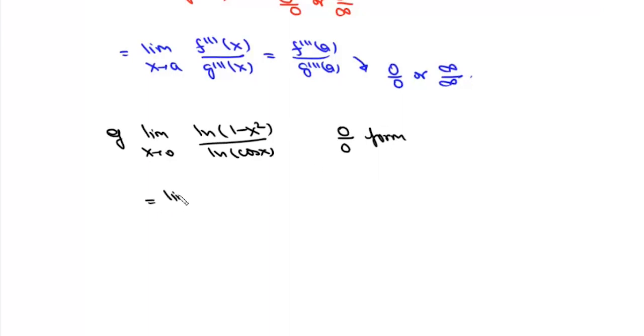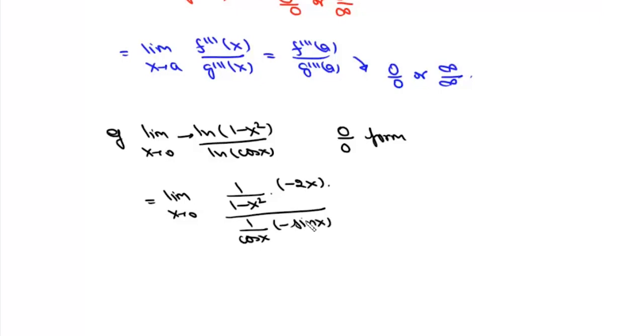And if it is 0 upon 0 form, we can use L'Hopital's rule. Now, in L'Hopital's rule, we'll write this as limit x tends to 0 and we'll differentiate this function. Now, derivative of log is 1 upon 1 minus x square, and then derivative of 1 minus x square will be minus 2x, upon derivative of log cos x. Now, derivative of log is 1 upon cos x and derivative of cos x is minus sin x. Now, this is tan x. So, what we can do is write this as limit x tends to 0, 2 upon 1 minus x square into x upon tan x.